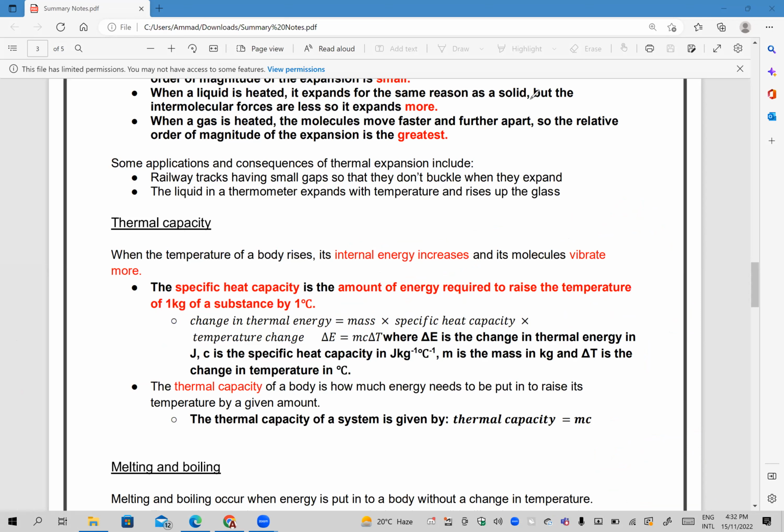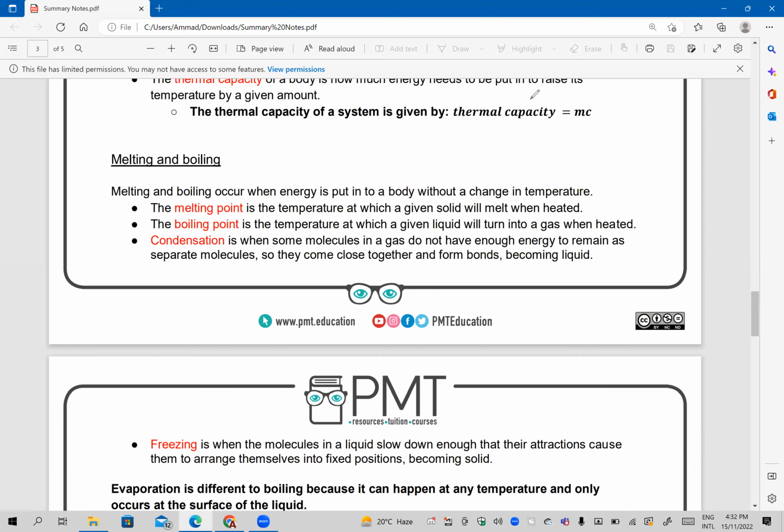Moving on, melting and boiling. Melting and boiling occur when energy is put into a body without a change in temperature. Again, changes of states. One property of changes of states is that the temperature does not change. The temperature remains constant. This is a fact. And melting and boiling are both the results of heating.